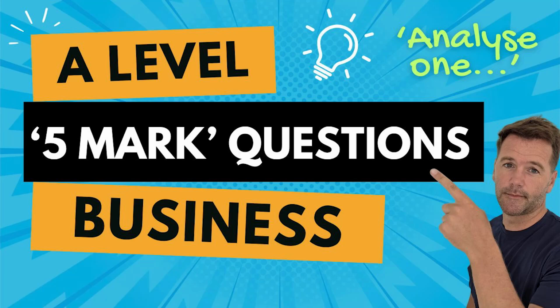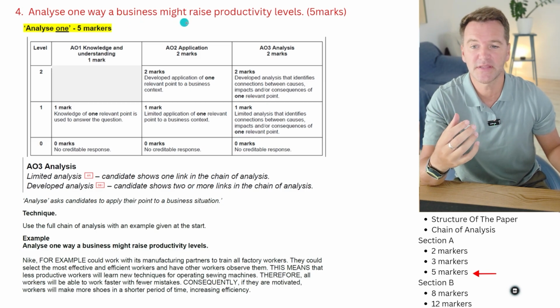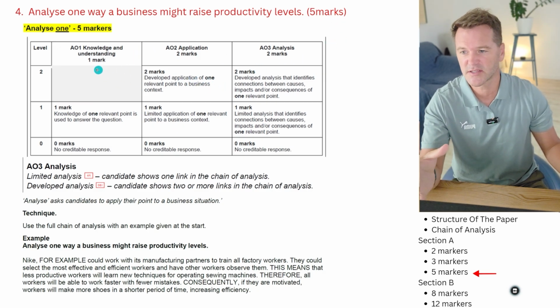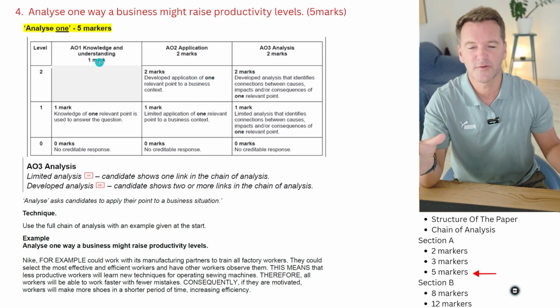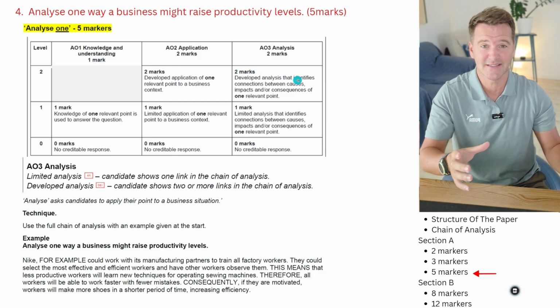Now, on to the 5 markers. Remember, there's one of these on every paper. A typical question here: analyze one way a business might raise productivity levels, 5 marks. Now, the rubrics are always the same for these 5 markers, so you can see they're putting 1 mark for knowledge and understanding, 2 marks for application, and 2 marks for analysis.